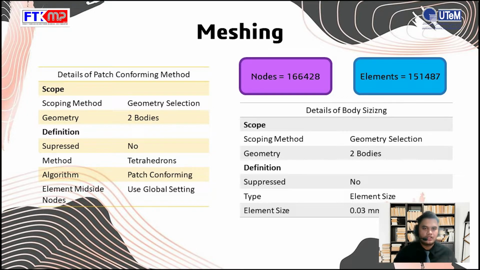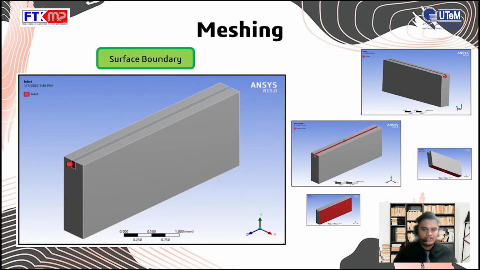So the total number of nodes is 166428. The elements produced are 151487. So this is the surface boundary. I have stated 5 surface boundaries on the single channel micro heatsink. So it has inlet, outlet, symmetry, heated source, and internal wall.